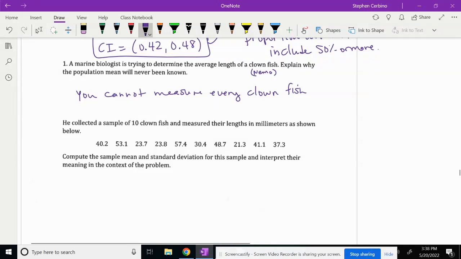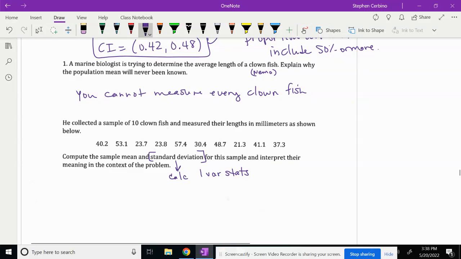So this marine biologist went through and he took a representative, randomly selected sample of clownfish and measured their length. Here are the lengths shown. It says compute the mean and the standard deviation of the sample. The only time I am ever going to ask you to compute the standard deviation is if you're doing it with a sample mean and it's going to be in the calculator using 1-bar stats.